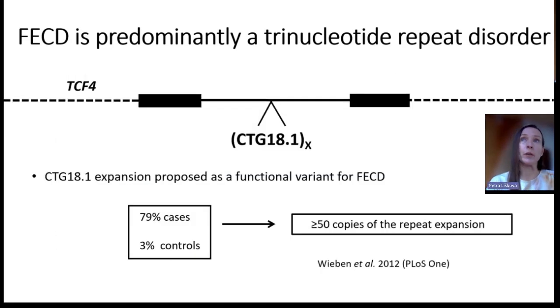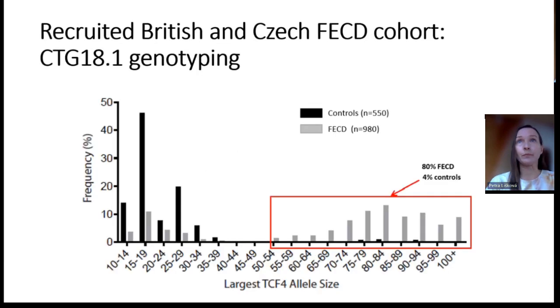The same group went on to demonstrate that the signal of association was in fact due to common polymorphism in linkage disequilibrium with a non-coding intronic CTG repeat. And it was discovered that 79% of the Fuchs cohort harbored at least one expanded copy of this repeat, which means more than 50 copies, whereas only 3% of controls had expanded copies.